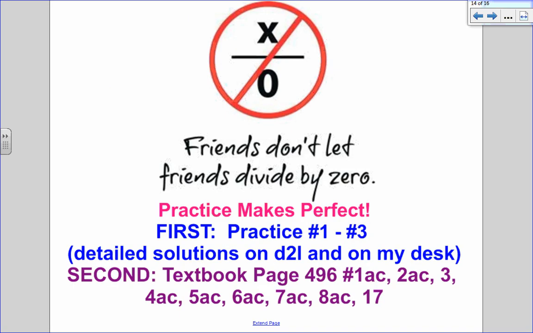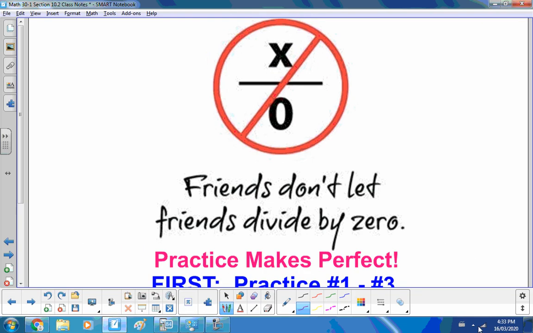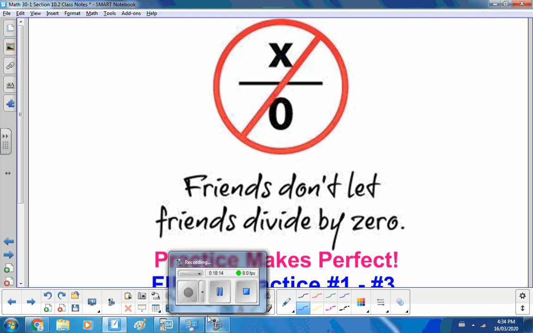So to finish this off, you can do practice 1, 2, 3. That's in the notes. The detailed solutions are on D2L, and after you've done those, go into your textbook and do those questions as well. So I hope that helped. That was 10.2, and we'll come back for 10.3 after.